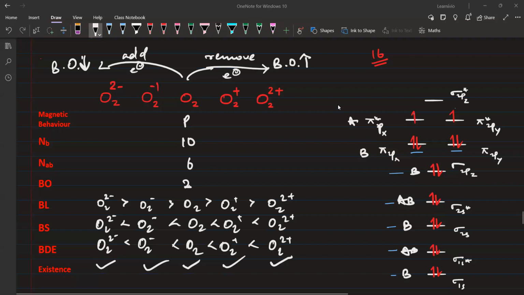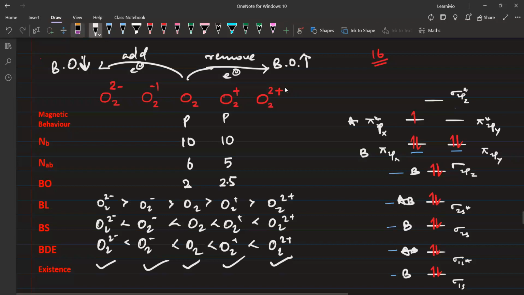I will remove one electron, and I will see it is still paramagnetic. I have removed the electron from the anti-bonding. Then what is going to happen if I remove from the anti-bonding electrons? The bonding will still be 10. The anti-bonding will become 5. Now 10 minus 5 is 5, divided by 2, it will be equal to 2.5.